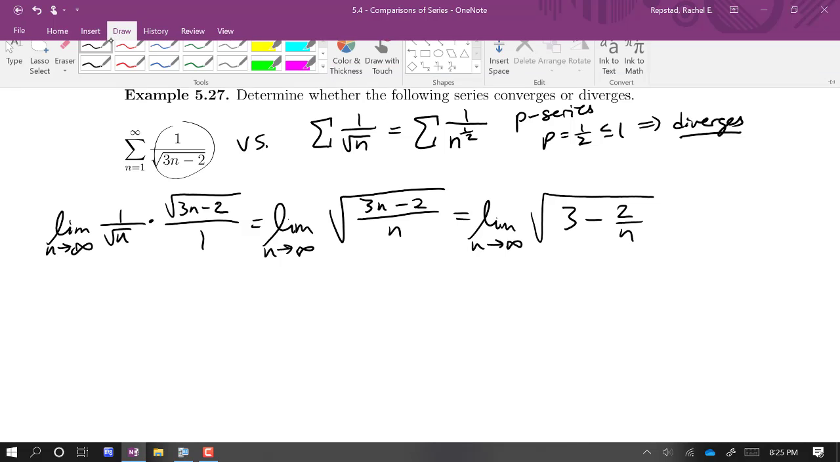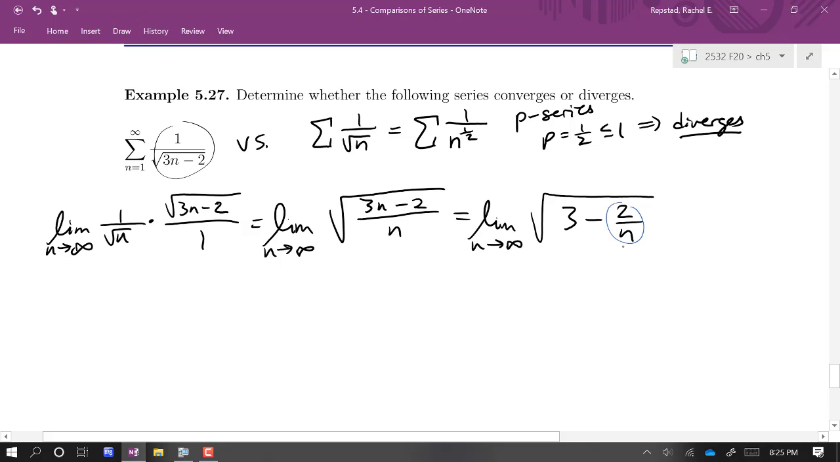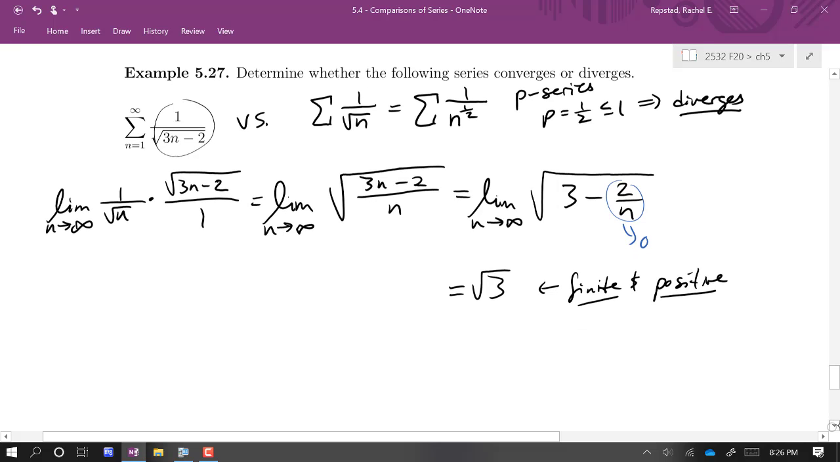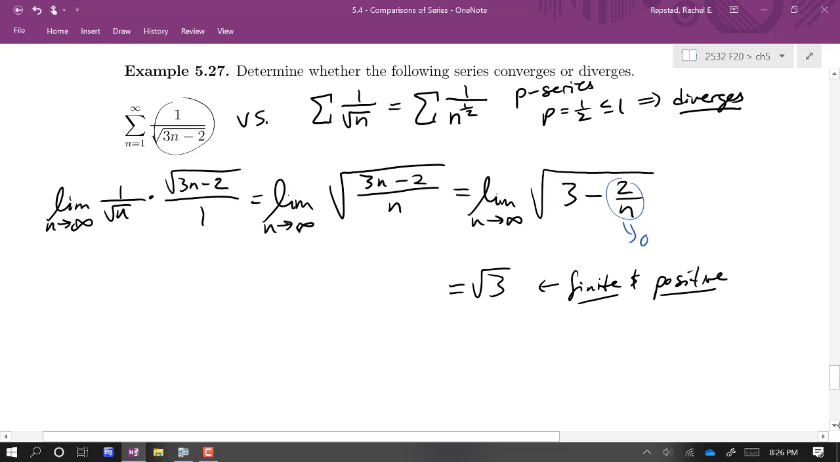Now this limit is pretty simple to evaluate. 2 over n approaches 0. So this whole limit is approaching the square root of 3. And what we observe about this limit is that it is finite and positive. That means that our series has to do the same thing that our comparison series did. And so it's got to diverge.